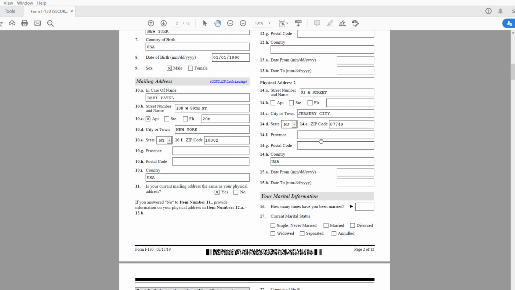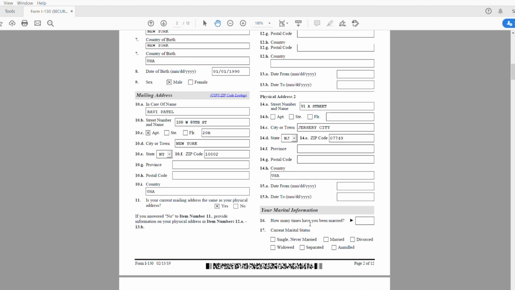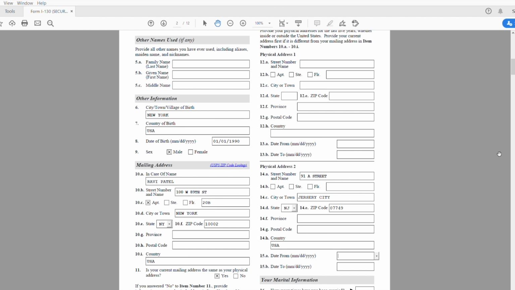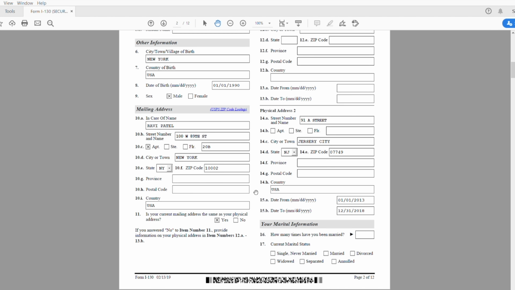Okay, so I've just entered a sample Jersey City address. I'm not even sure if this is a zip code, but this is just to show you how you would enter in your address history. USCIS wants your physical address history for the last 5 years. So the petitioner moved to this address on January 1st, 2013, and he lived there till December 31st, 2018. And he's been at the current New York address from January 1st, 2019 onwards. Okay.